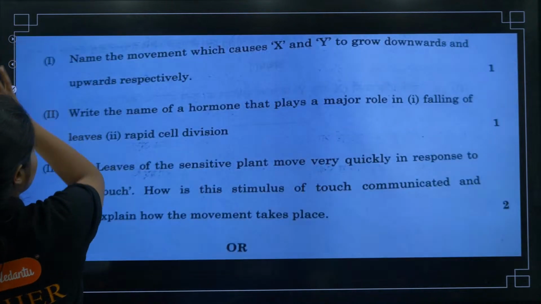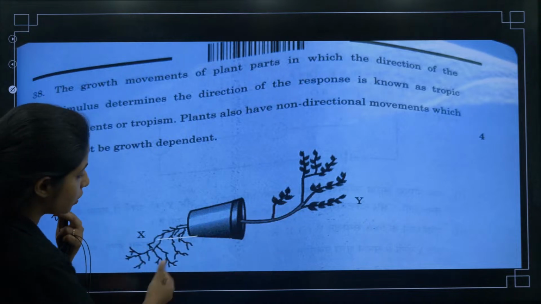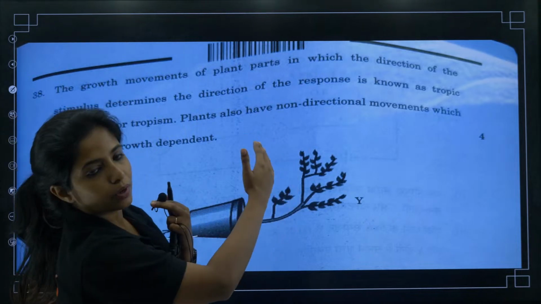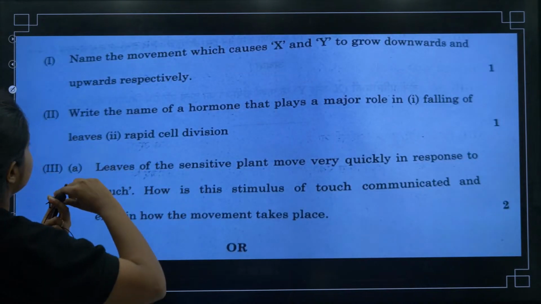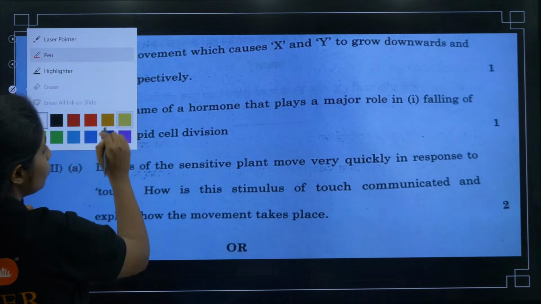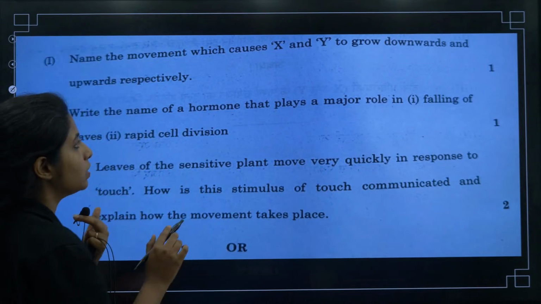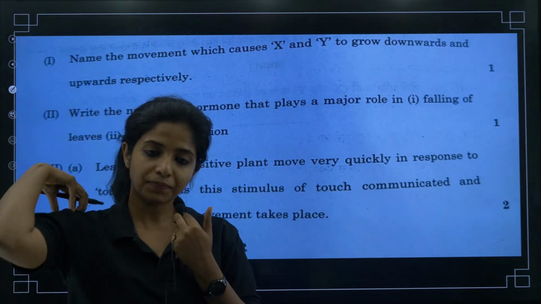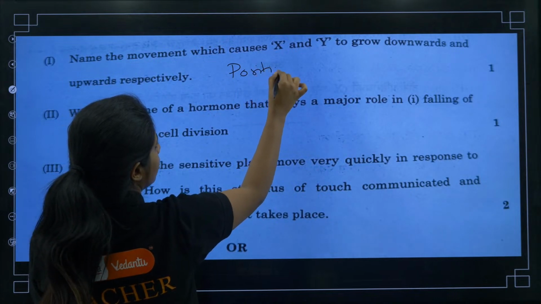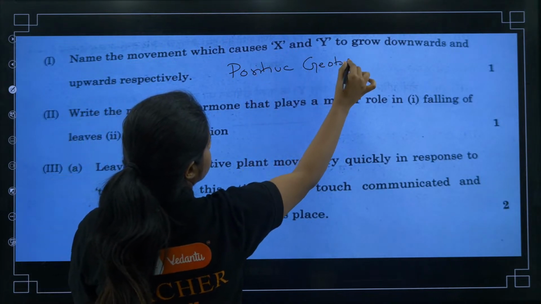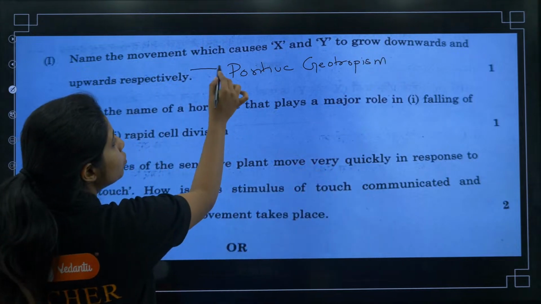Anyways, so this is what they have given and this is the picture they have given. This is X and this is Y, my dear children, where the root is coming down and the shoot is growing up. Now over here, name the movement which causes X and Y. That is, why do the roots grow downwards? So the answer for this question is roots grow downwards because they show positive geotropism. That is, their stimulus is gravity and they are going to move towards it.